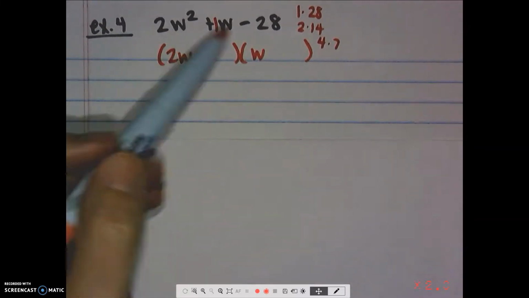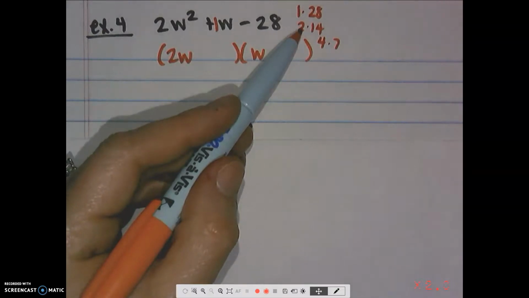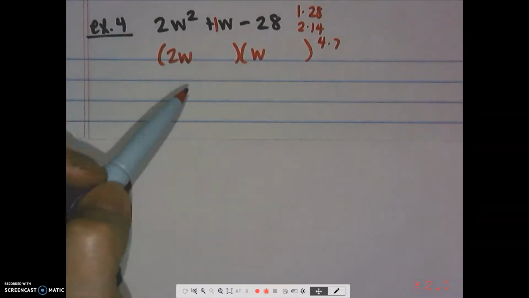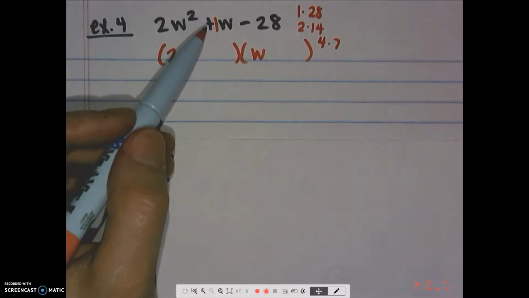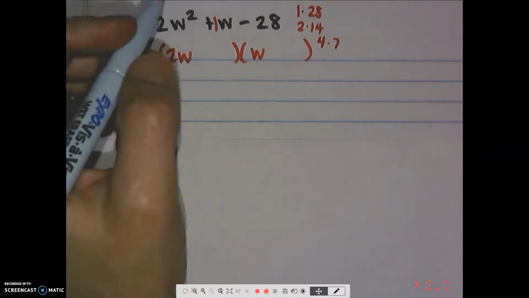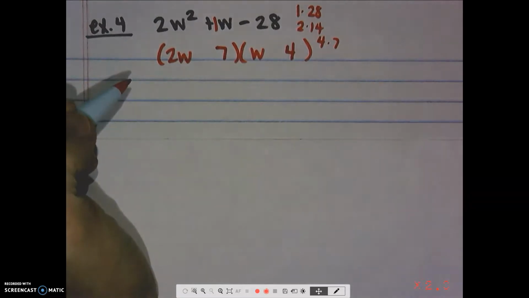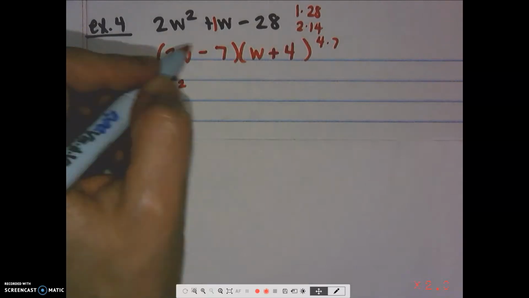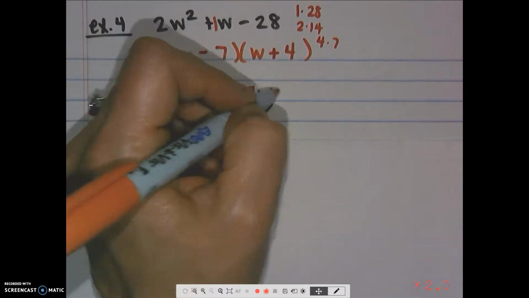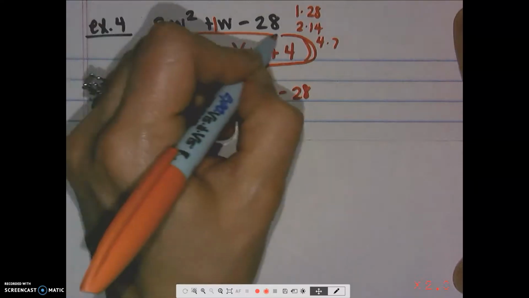So if I multiply 2 times 1 and use the 28, that's not going to work. 2 times 2 and 14, that's not going to work to give me a 1. 2 times 4 could give me 8. And then 7, could I use those in some way, shape, or form to give me 1? So those are the ones I want. So I need to take 2 times the 4, and then this 1 times this 7. And if I want to get a positive 1, I need this 8w to be positive and the 7w to be negative. So that means if we check it, 2w squared plus 8w minus 7w minus 28, those two combine properly, and so we're good to go.